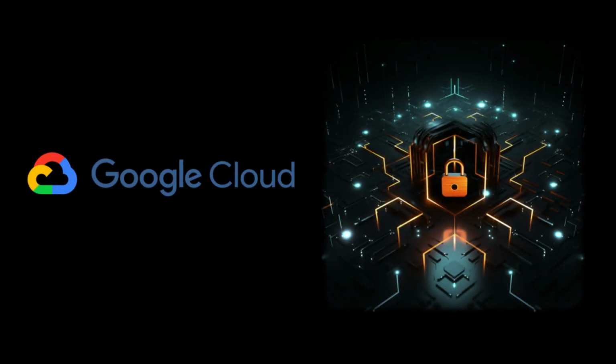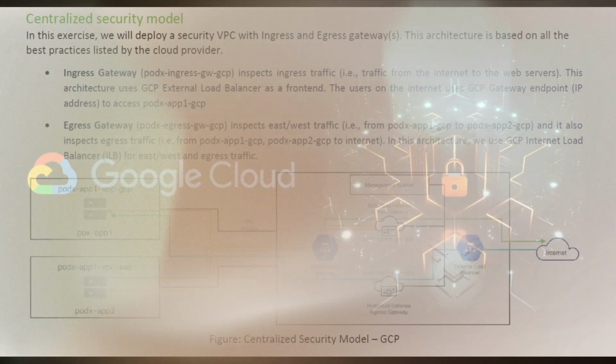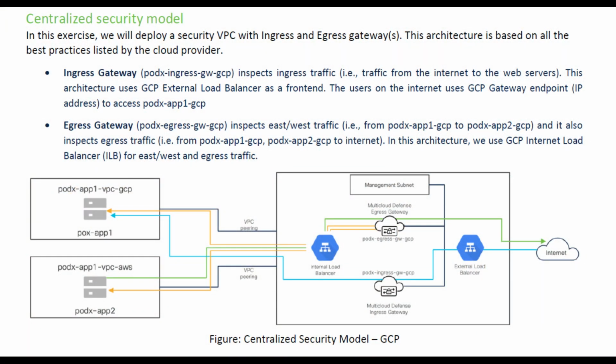Cisco Multicloud Defense, Gateway Deployment and Policy Enforcement, this time with Google Cloud. Now we continue with the centralized security model. So in this exercise, we will deploy a security VPC with ingress and egress gateways. This architecture is based on all best practices listed by the cloud provider.